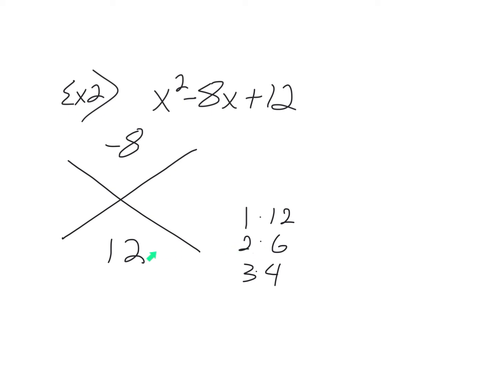Now, if we multiply them, it has to be a positive 12. That means it's either both positive numbers or both negative, because 2 negatives equal positive. And of course, if we're adding them together and we have to get a negative, then it's going to have to be the negative. So what we're going to be using is a negative 2 and a negative 6. So then when we actually write down our binomial factors, we have our x minus 2 and our x minus 6.